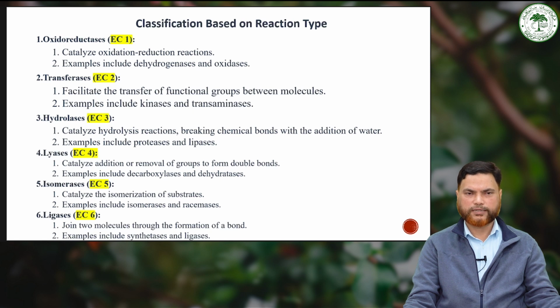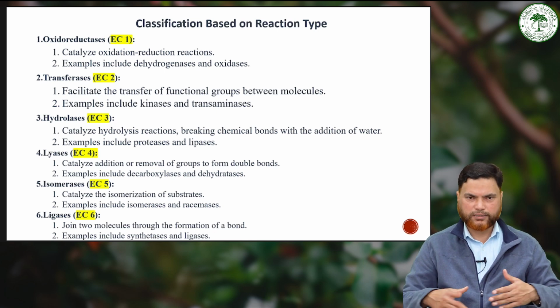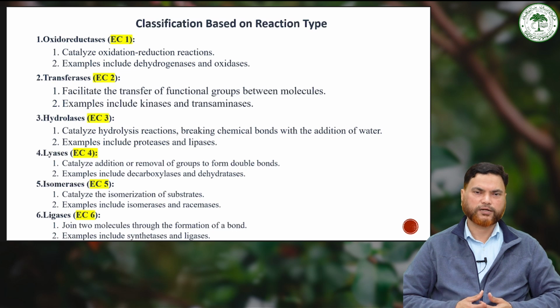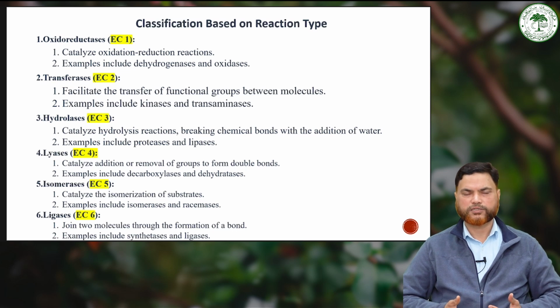You see that the first enzyme class is oxidoreductase, and its enzyme commission number is 1. These enzymes basically catalyze oxidation reduction reactions. It's very important to note here that this class of enzyme catalyzes oxidation reduction reactions, involving particularly the transfer of electrons from one molecule to another molecule.